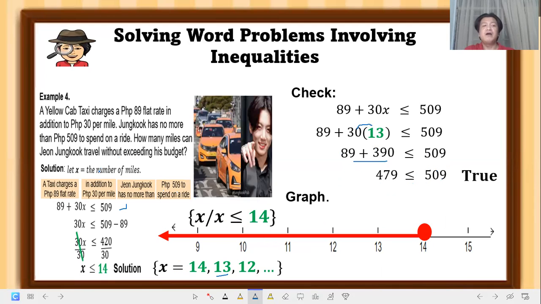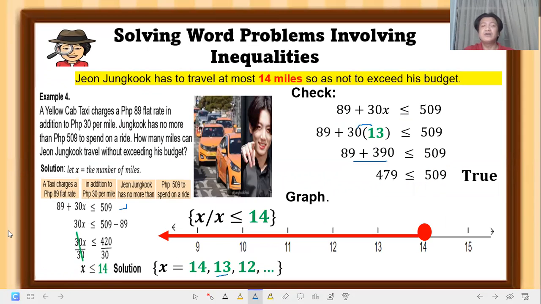So let's go back to the problem, or the question. How many miles can Jungkook travel without exceeding? How many miles can he travel so as not to go over his budget of 509 pesos, because he will run short if he goes over. And we can say that Jungkook has to travel at most 14 miles so as not to exceed his budget. Okay, so with that, I hope you learned something about these word problems involving inequality.